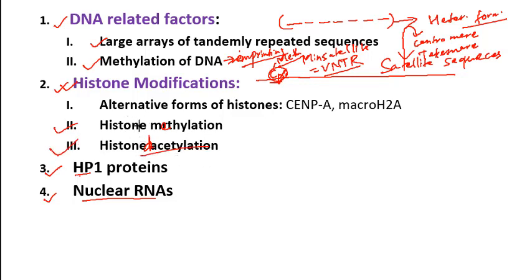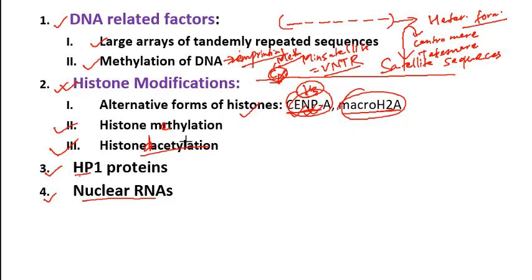And there are some alternative forms of histone. You can see here CENP-A. This is the centromeric histone, a variant of H3 histone. So this H3 histone variant and this H2A variant, macroH2A, are generally present, one in the centromere and the other in the Barr body. So these variants of histone favor heterochromatin formation. We have found this type of histone in the heterochromatin region. These alternative forms of histone actually stimulate heterochromatin formation.